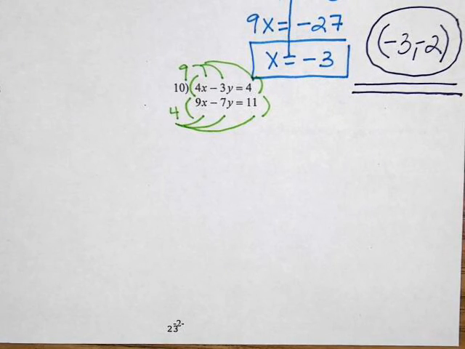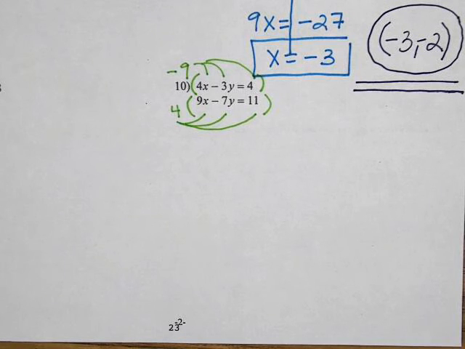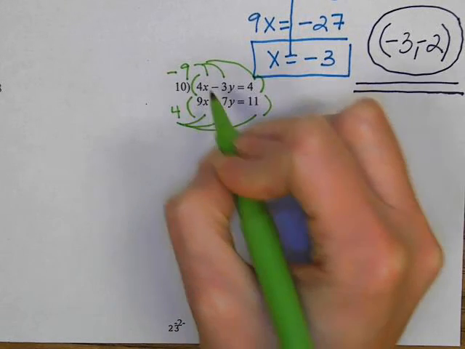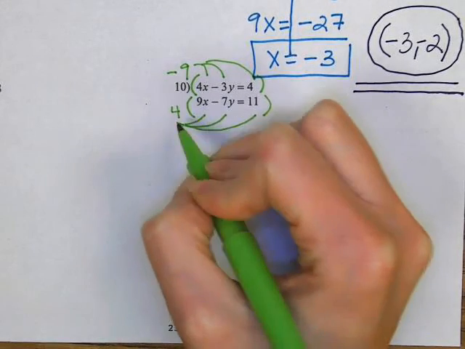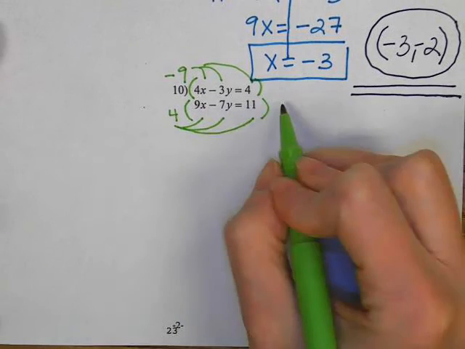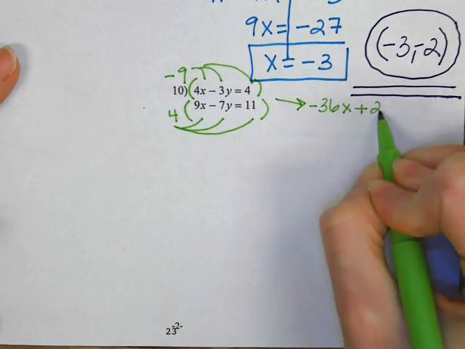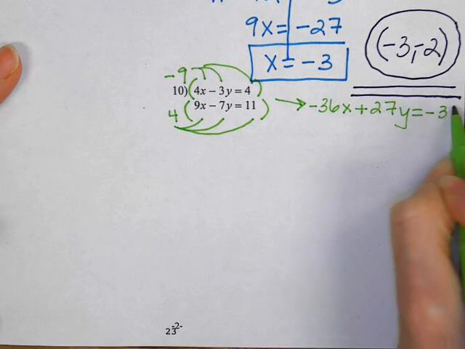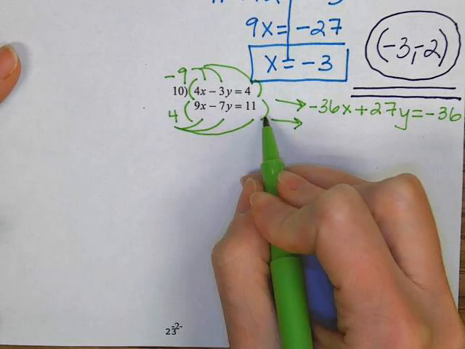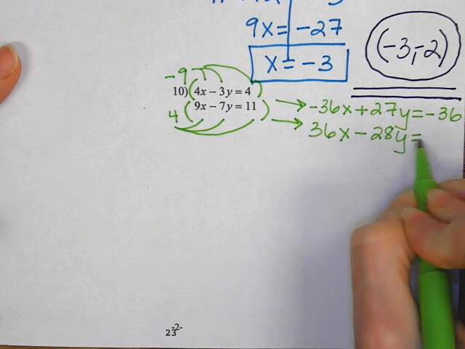But there's no negative. So if there's no negative, one of them has to be negative. Otherwise, they won't cancel. Now, it doesn't matter which one. But if there's no negative originally, then one of them has to be negative. And now we're good to go. All right, so if you distribute in the top, it's -36x plus 27y equals -36. And if you distribute the 4 into the entire bottom, it's positive 36x minus 28y equals 44.